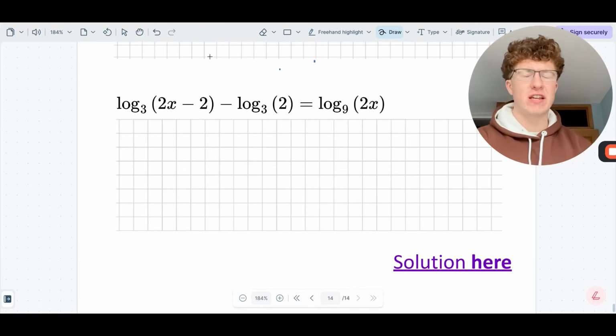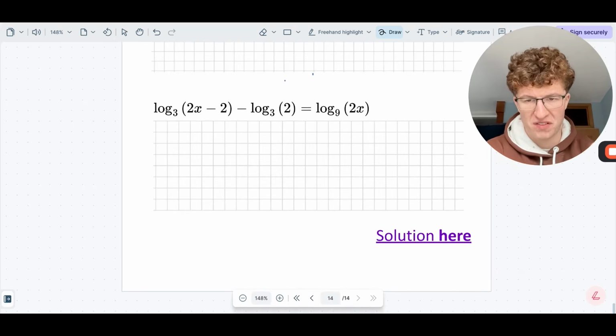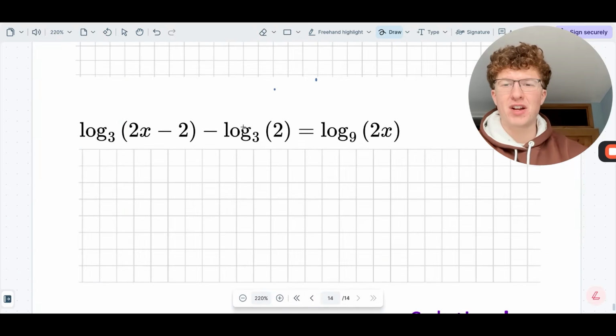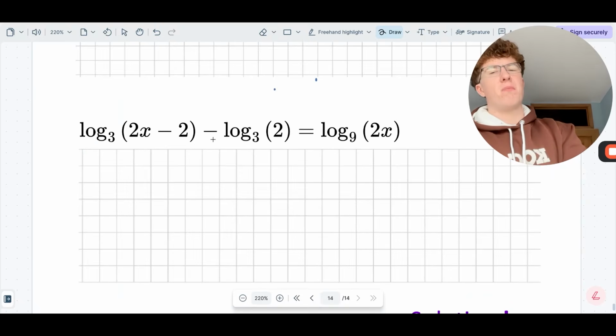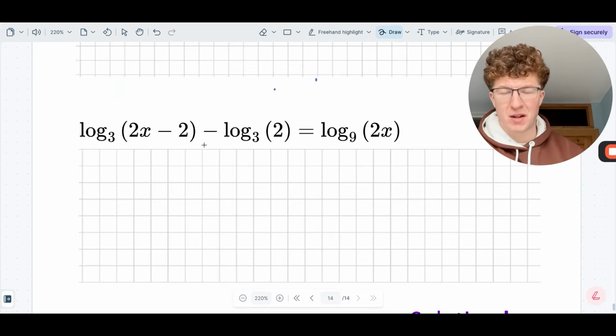This is a very tricky question. There's a lot going on here, so you need to make sure you're really familiar with your rules of logs. First, I'm going to deal with the left-hand side here. We have log to the base 3 of 2x minus 2 minus log to the base 3 of 2. Immediately, they have the same base and they're minusing.